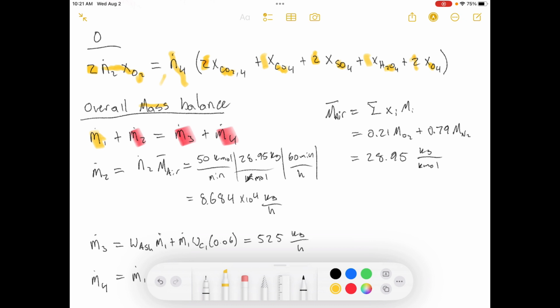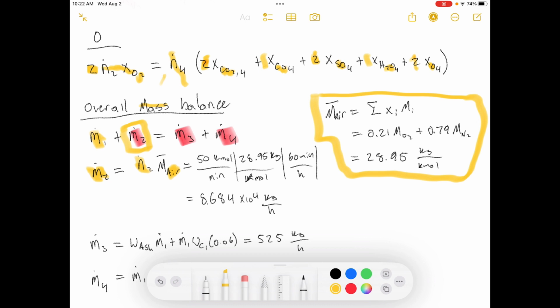For instance, we know the molar flow rate of the air, right? And we have the molar components of air, right? So we can calculate what the molar mass of air is, and then we can calculate what M2 is based off of our molar flow rate. Okay, so that's what that is right there.